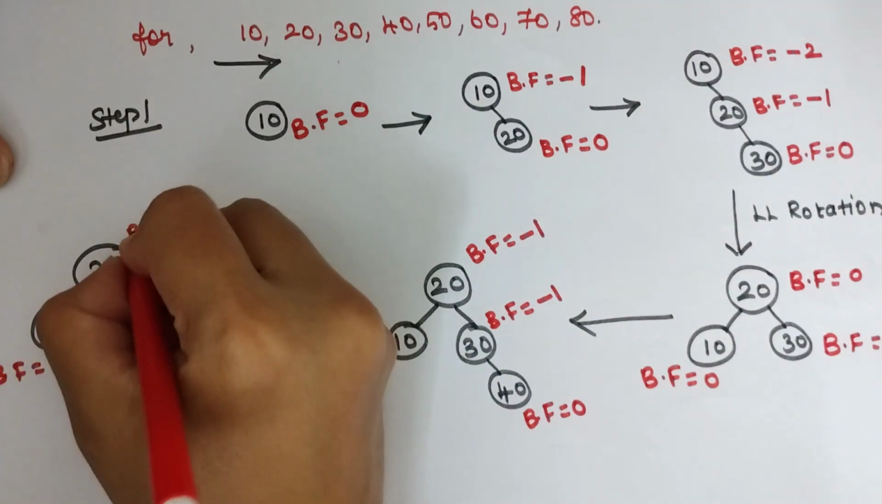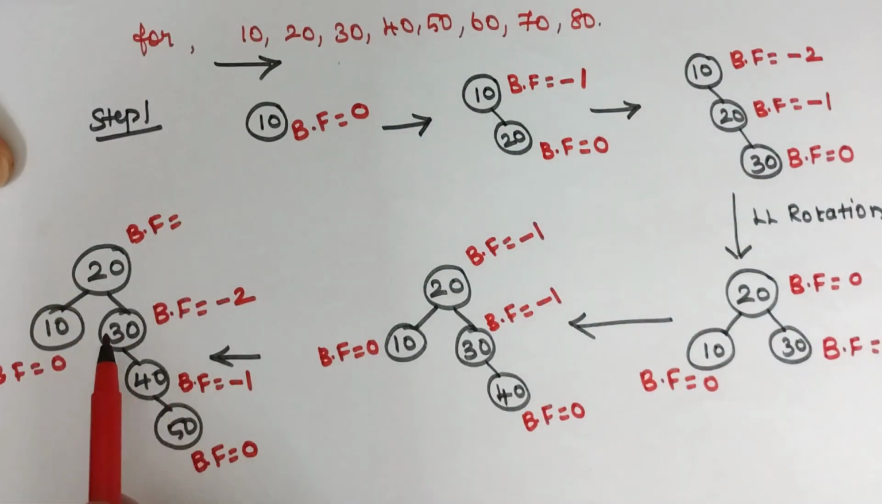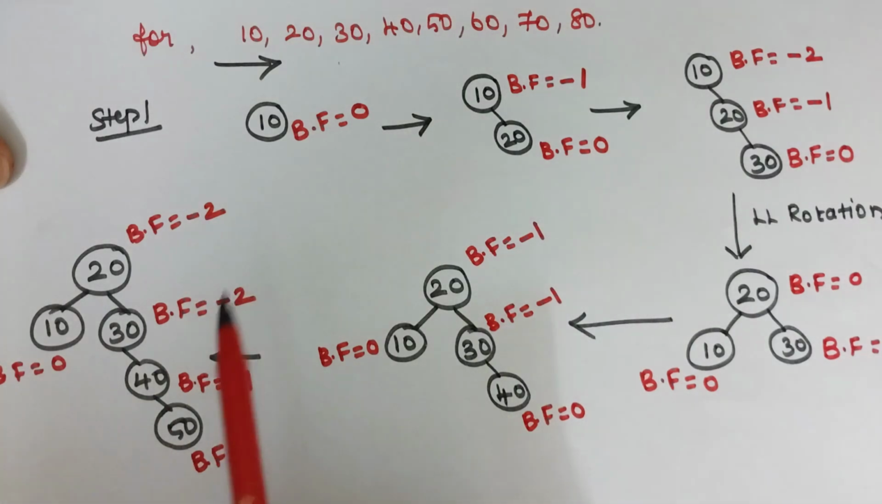Now, what is the balance factor for 20? So, left side height is 1 and right side height is 1, 2, 3. So, 1 minus 3, again minus 2. If you see here, we got two balance factors, minus 2 and minus 2. So, the tree is unbalanced.